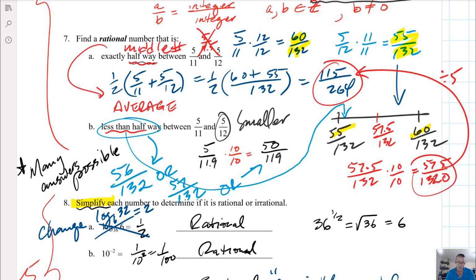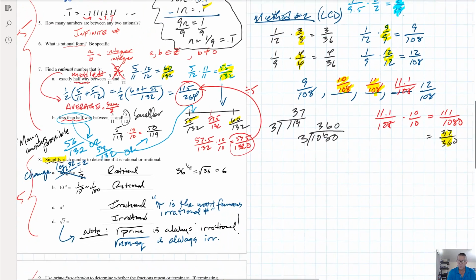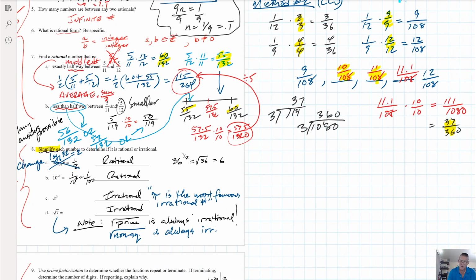So the best way to do it is get an LCD or simply get an average, which is just adding them up and dividing by 2. An average is the sum divided by 2 when you're averaging two numbers. And that's what I did up here on this example. So let's go through one. Let me pick a different one to exemplify this. So I'm going to pick two different fractions here. So this is number 7.